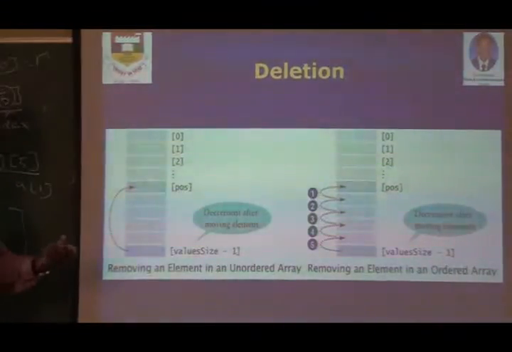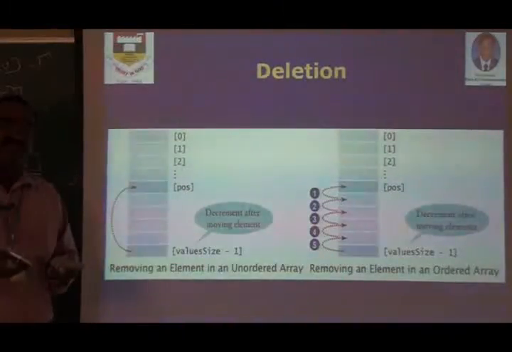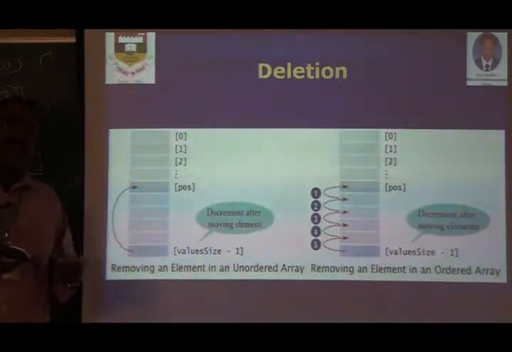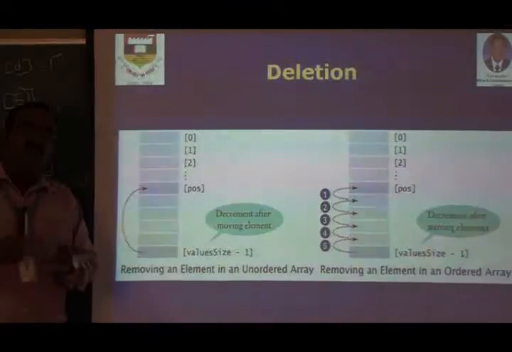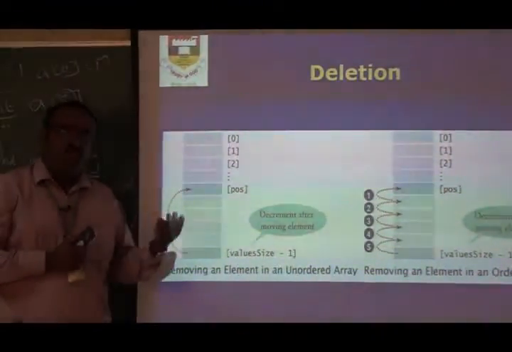Now how is deletion performed? Once you insert, the size of the array is incremented. Initially it was 4, and after inserting it is 5. So if the data items are k, after insertion it is k plus 1. After deletion, what happens? We have to reduce 1 from the array size. So initially 4, after deleting it becomes 3.